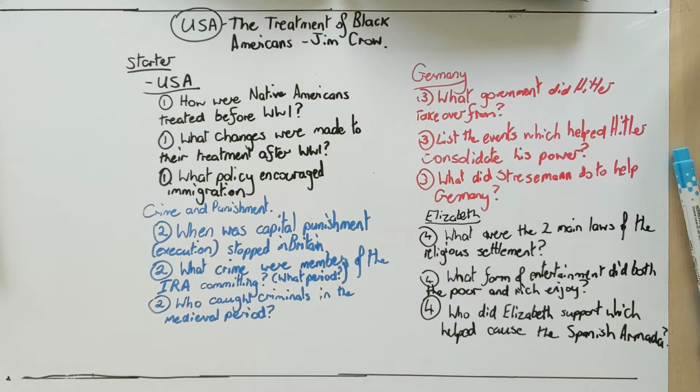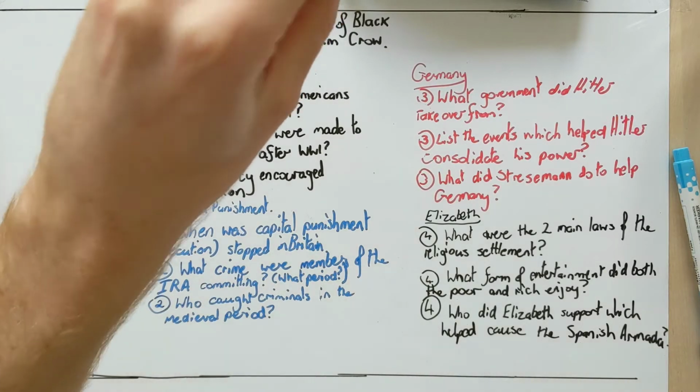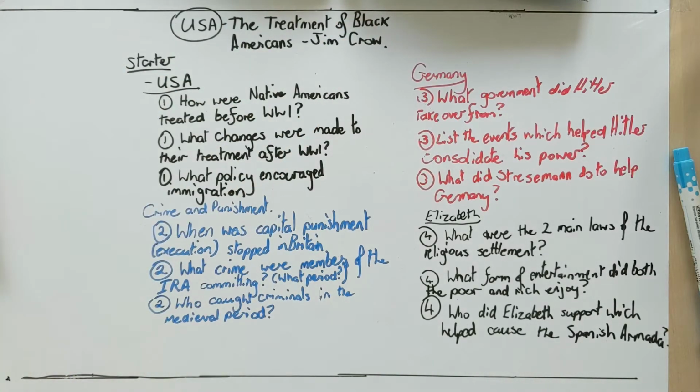So last lesson we finished looking at the experience of Native Americans, and I'll give the answers over here. And then we're going to look at a different group, the group of Black Americans in the USA. We're going to look at this thing called Jim Crow.